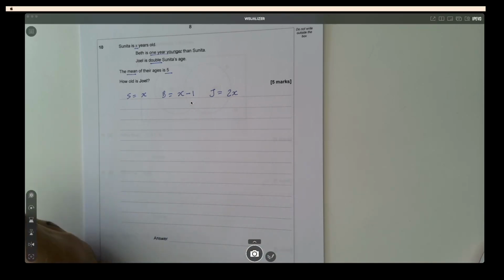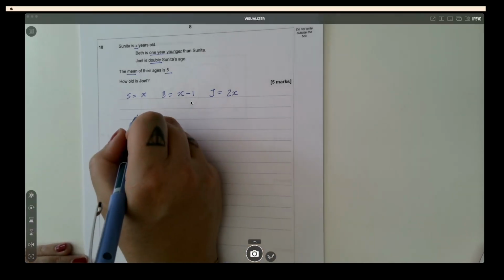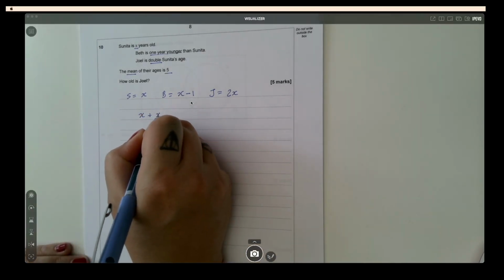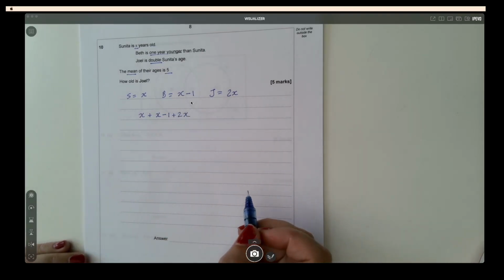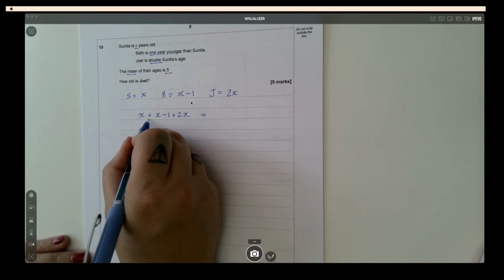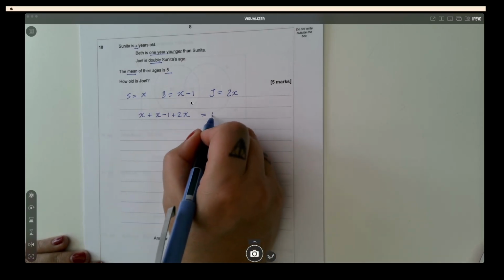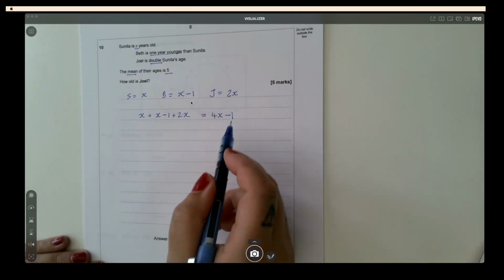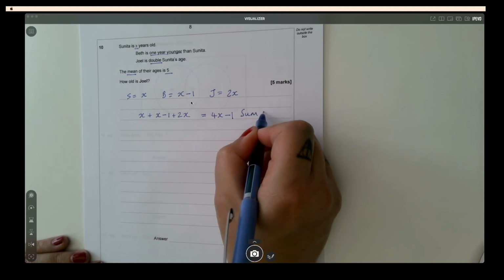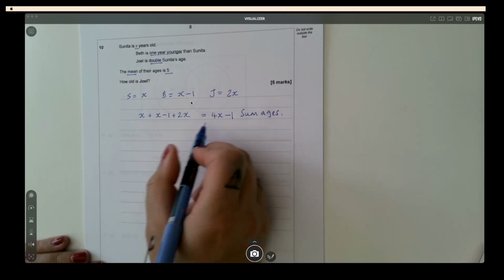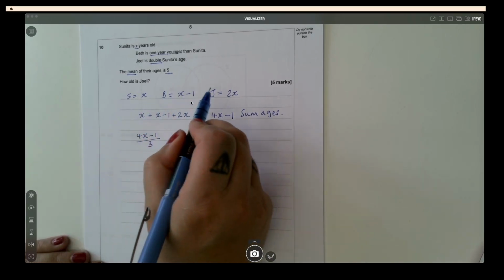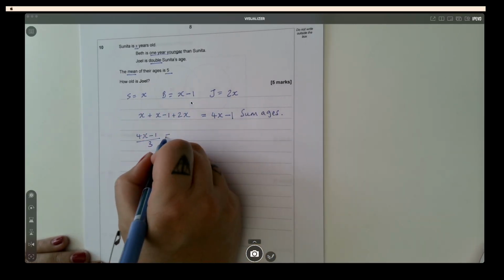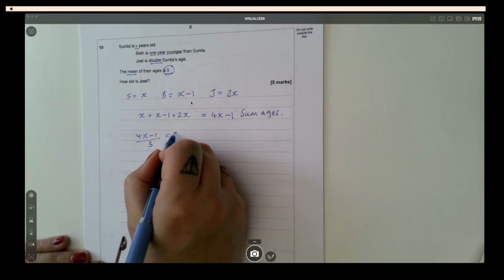So I'm going to do that with these algebraic expressions for each person. Let's start by adding them: x, add x minus 1, add 2x. We would have added those together to get x plus x is 2x, plus 2x is 4x, and then subtract 1. So this is the sum of their ages, but we would have divided that by 3 because we have 1, 2, 3 ages, and then that would have given us this mean of 5.